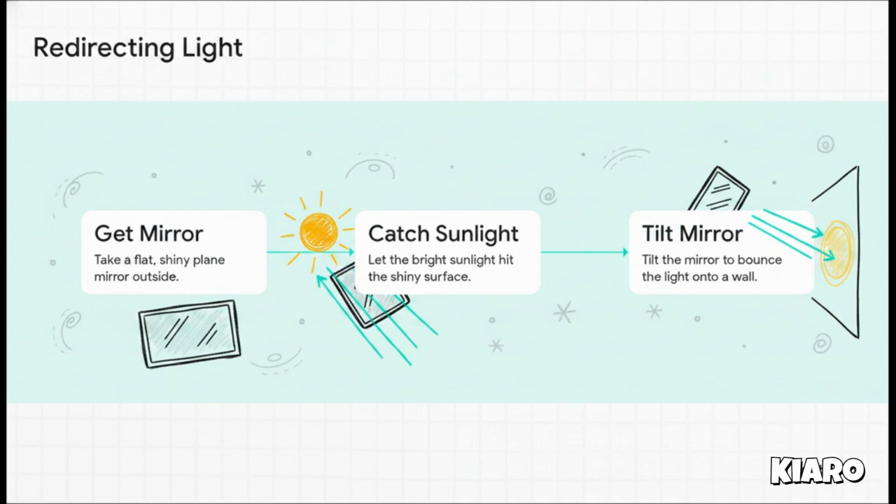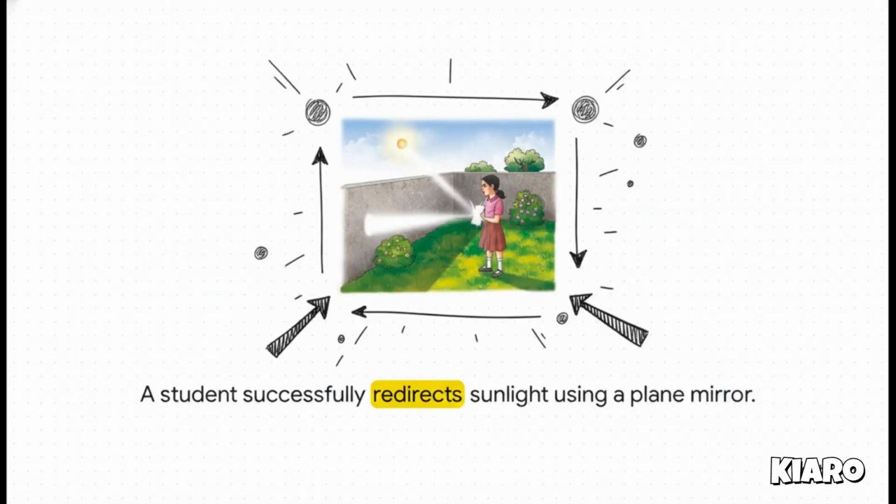First, you'd find a shiny flat plain mirror, has to be perfectly flat, not curved, and take it outside. Then you let those bright, straight rays of sunlight hit the shiny surface. And finally, you just tilt the mirror to redirect or bounce that light right onto a wall that's sitting in the shade. You can actually picture this perfectly in action, catching a straight beam of brilliant sunlight, and instead of the light passing through or getting blocked, that shiny surface just grabs the beam and perfectly redirects it. It creates a brand new, totally straight line shooting right into the dark.